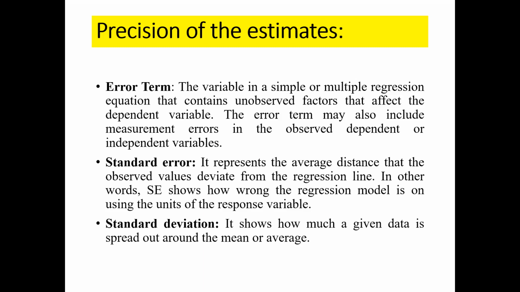Then what is standard deviation? It is how much a given data is spread out from the mean. We have data, and then you estimate the mean. Then we have individual observations, and how much the individual observations spread out from the mean is the standard deviation. Especially in the case of population data, we can go for standard deviation. In the case of sample data, when we have to do regression, we usually go for the standard error. So this is what we know: the error term, standard error, and standard deviation.